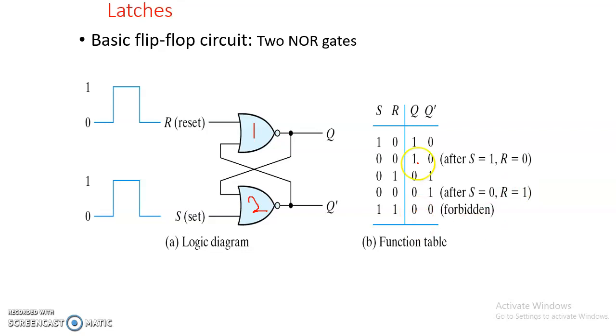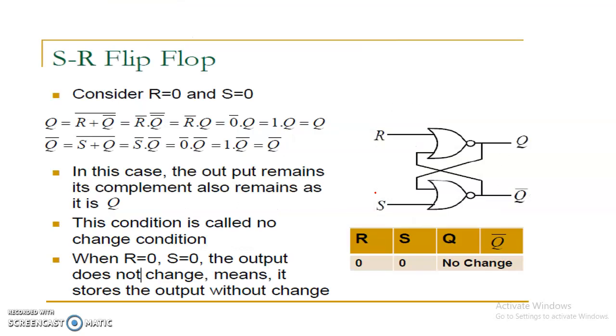So here is the functional table. I'll explain this functional table one by one. Now I'll consider all the inputs. By considering S and R conditions, I have to check what value of output I'll get. So let's assume with the help of this diagram, let's say S and R both are 0, 0. Now let's assume Q is 0.